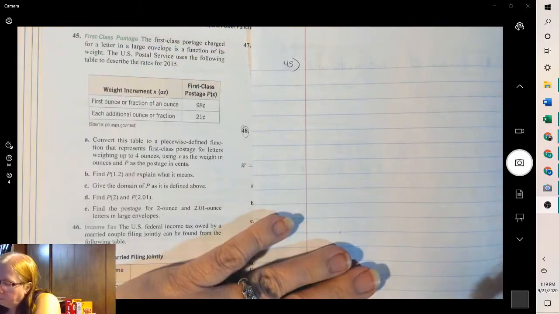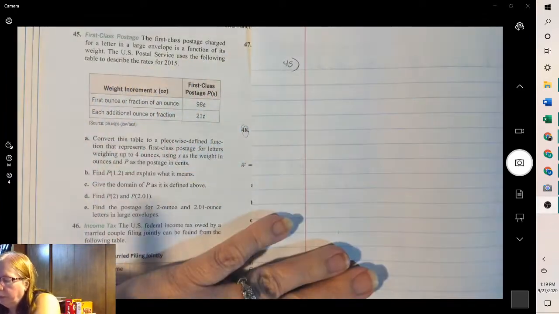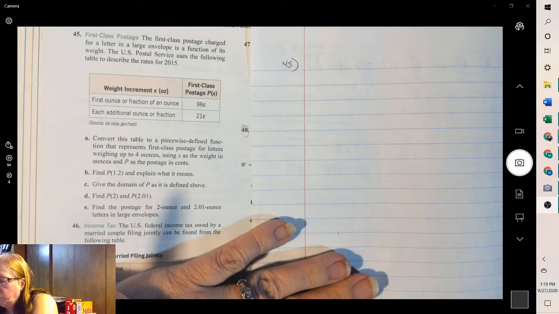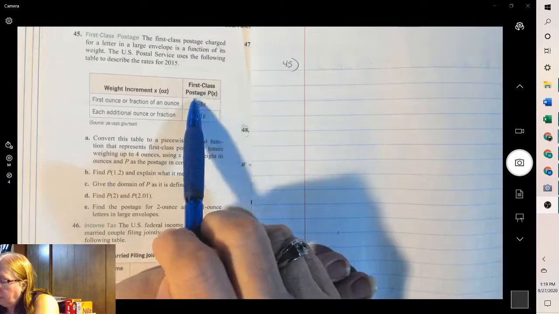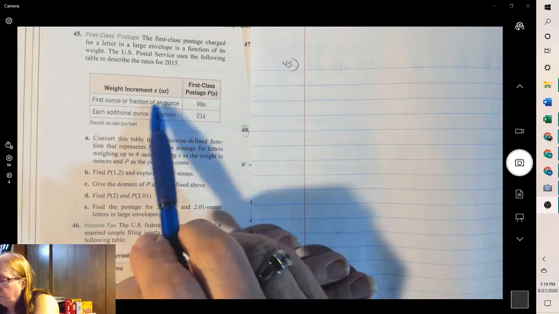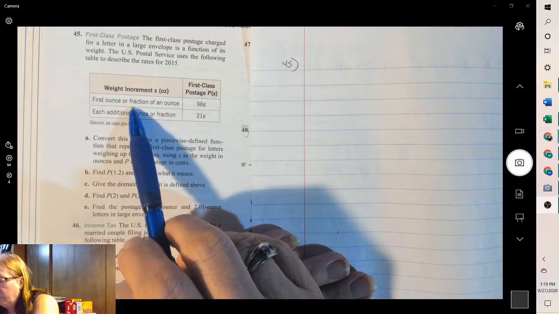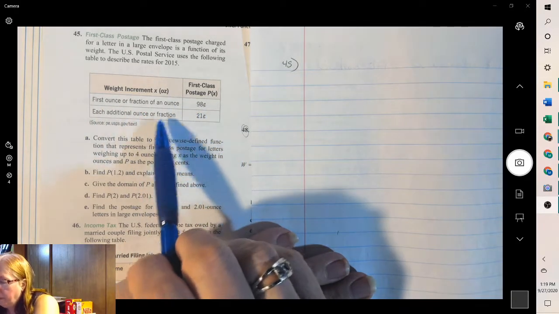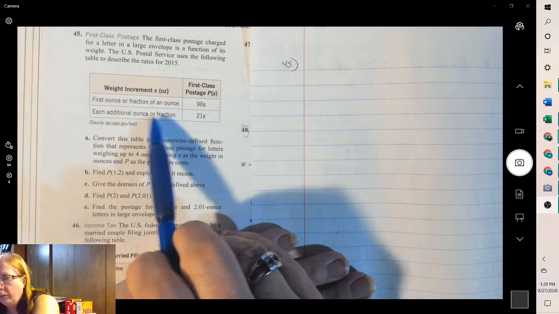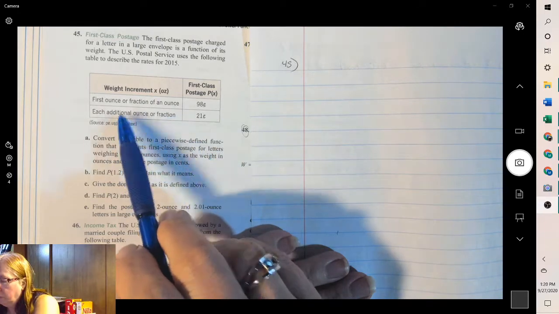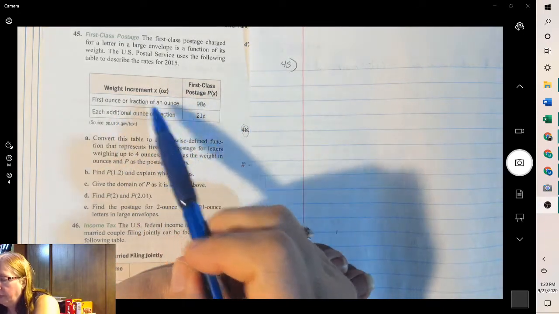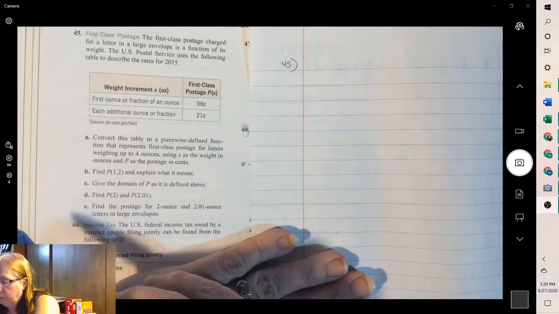The first class postage charged for a letter in a large envelope is a function of its weight. The U.S. Postal Service uses the following table to describe the rates for 2015. Weight increment in ounces, first class postage. So first ounce or fraction of an ounce, from 0 to 1 ounce, it's 98 cents. After that, each additional ounce or fraction in between there is 21 cents more. So you pay the 98, and then if you go over an ounce, a little bit over, 98 plus 21.